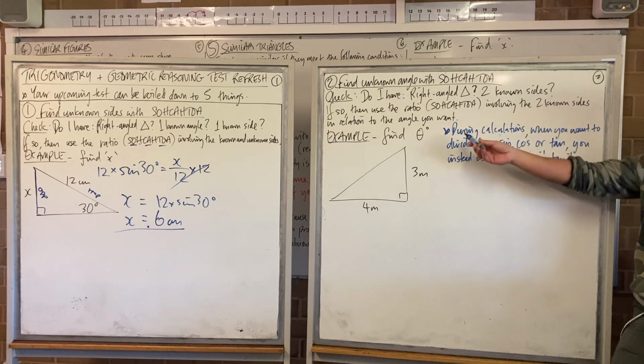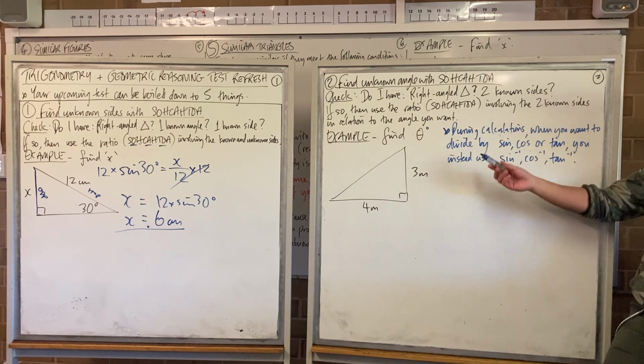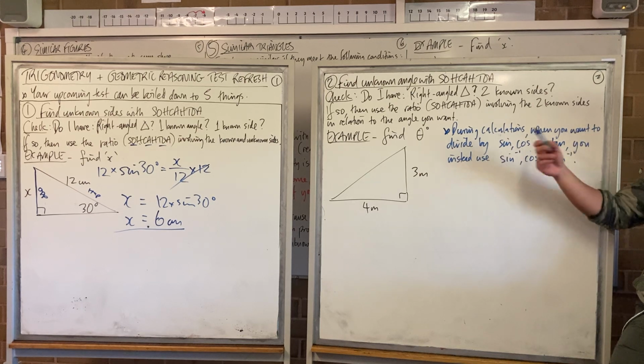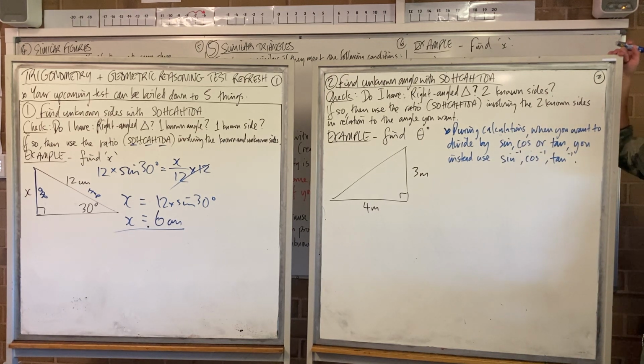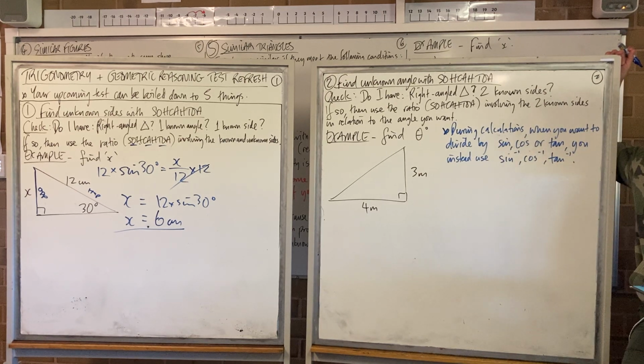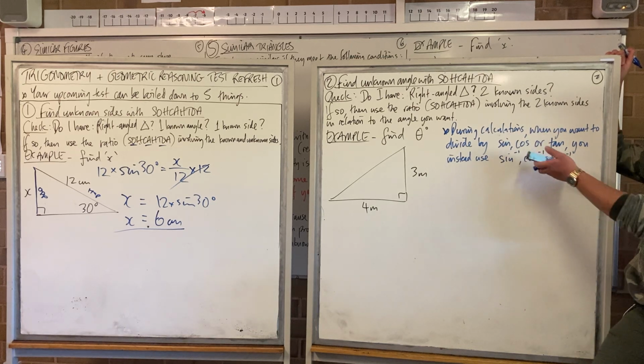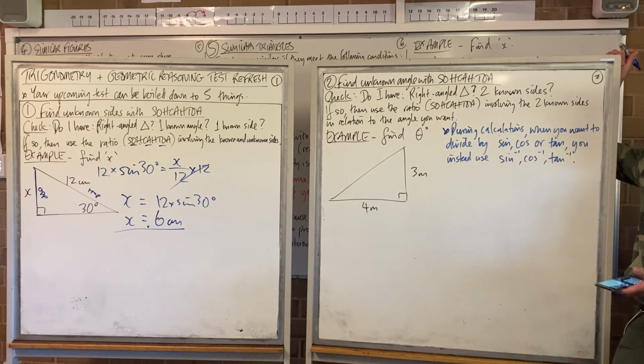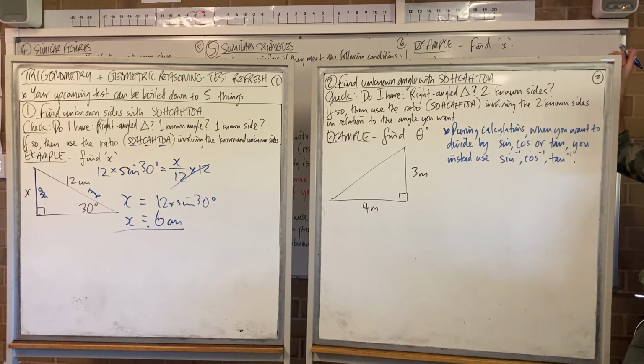There is an extra star here. During calculations, when you want to divide by sine, cos, or tan, you can't on a calculator. Your calculator doesn't let you divide by these things. What you do instead is use sine to the -1, cos to the -1, or tan to the -1, which is the same as dividing by those.